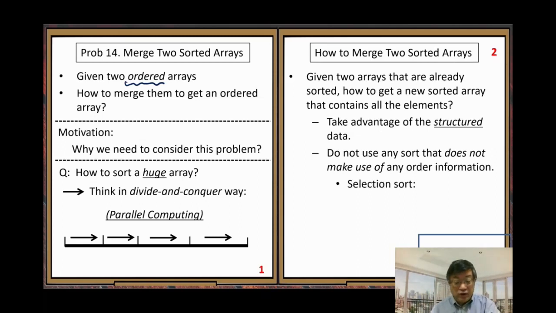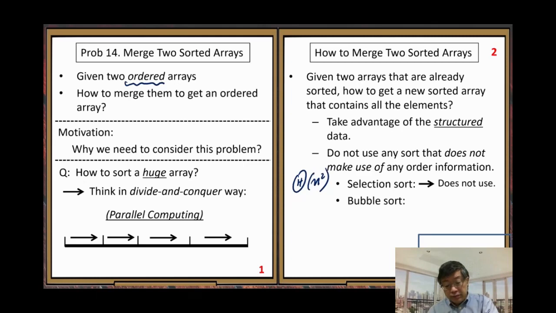The first one, selection sort. Does it use the order information? No, because even if the array is already sorted, you get a worst case efficiency, right? You get a worst case efficiency, that is big theta of n squared, right? Because for selection sort, we always get big theta of n squared.